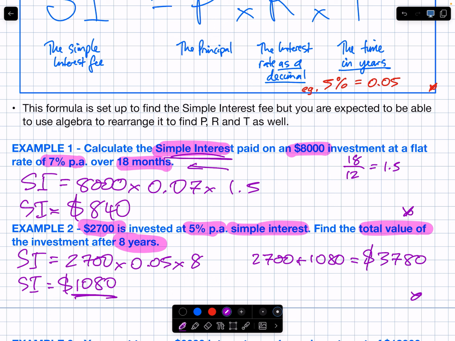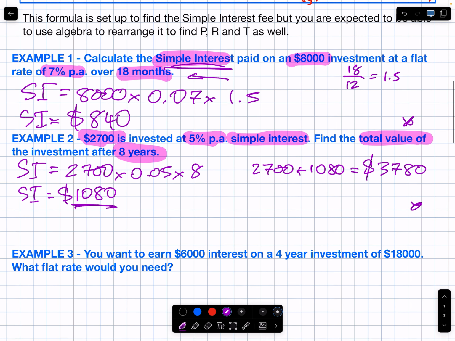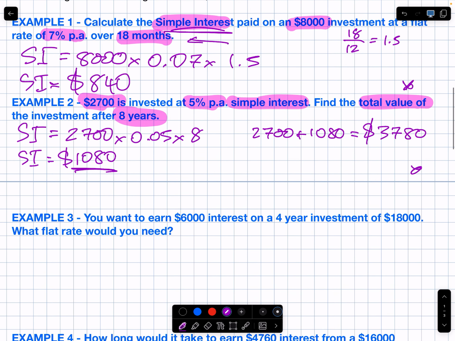That wasn't properly an example of rearranging, so I'll do one more simple one. These are examples from the Year 12 textbook. I'll leave the examples there, but we'll start on this. What is this question, example 3, asking you to find? SI, P, R, or T? Correct. Have I given you a formula where R is by itself on the right? No?